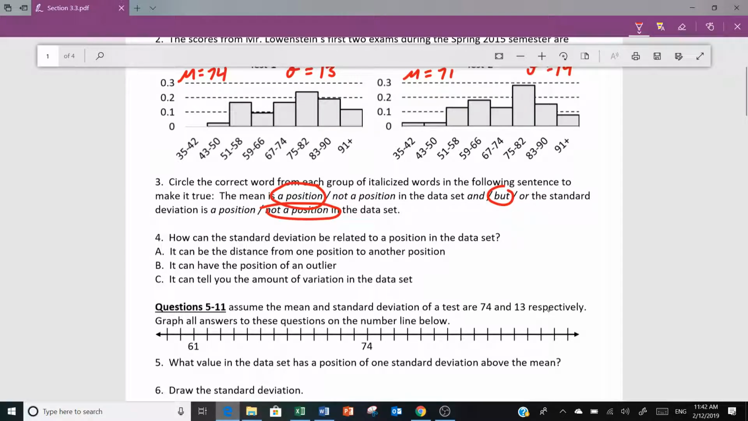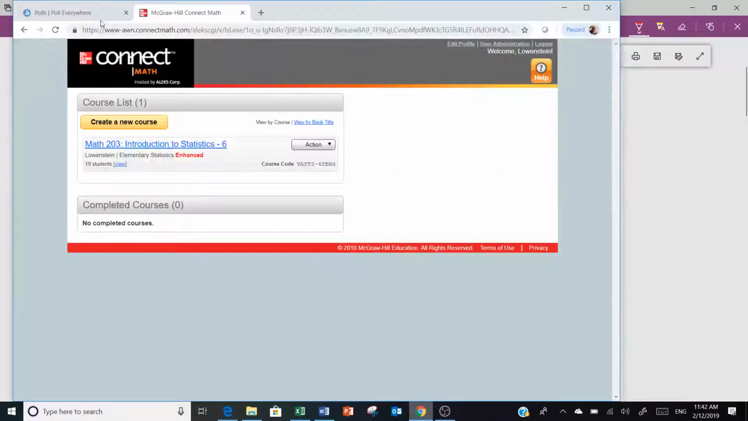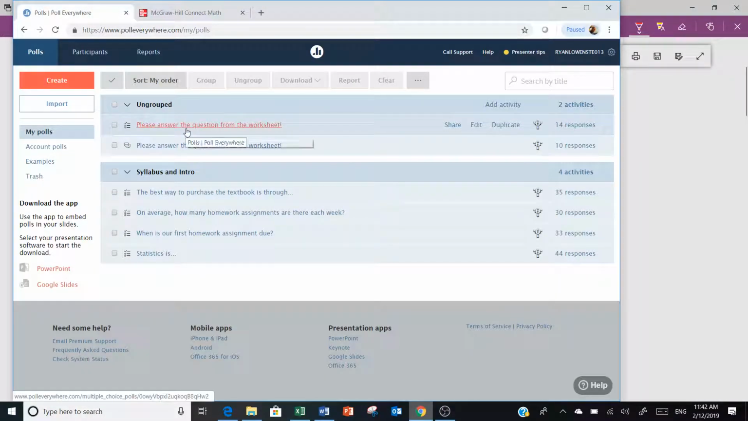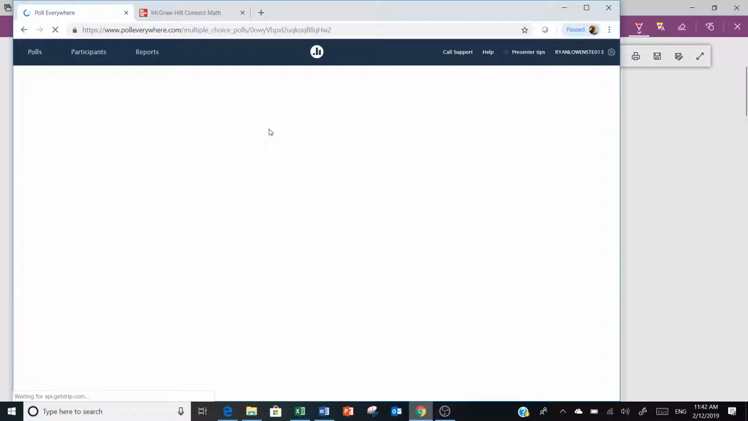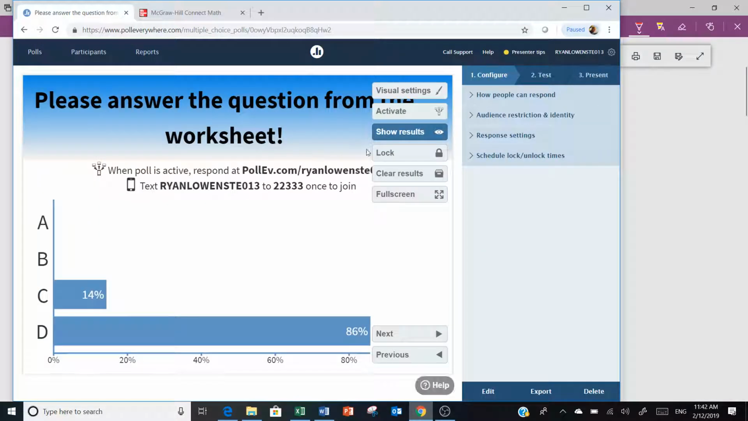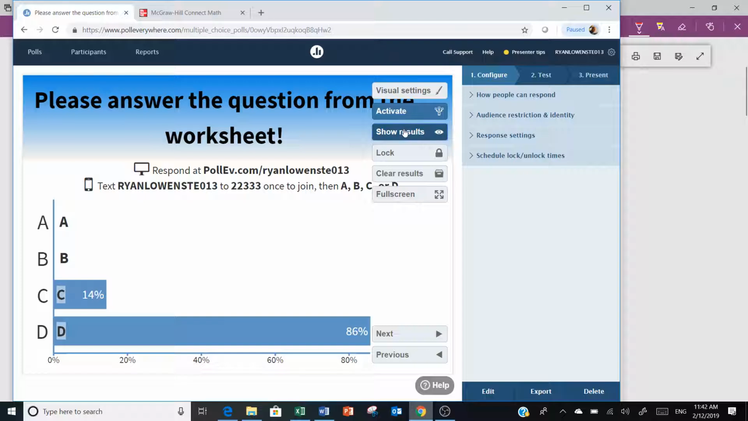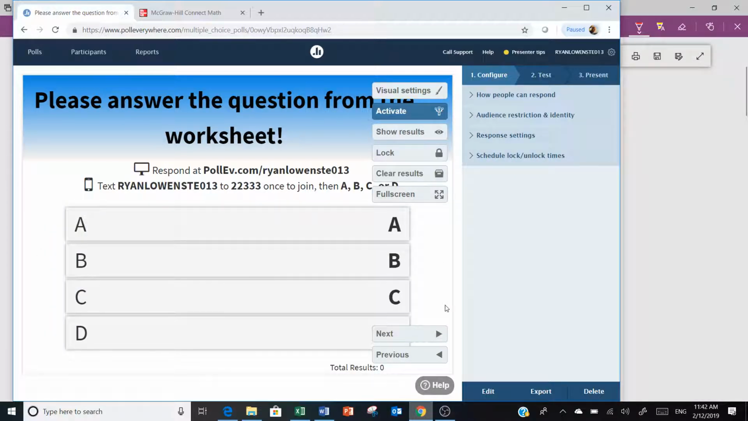Well, maybe the standard deviation can be related to position, because the whole idea of this worksheet is to go over what is position. But maybe the standard deviation is related to position. So A, B, or C, when you're confident about your answer, this will be our poll everywhere question. A, B, or C. If you're not sure, take a guess.